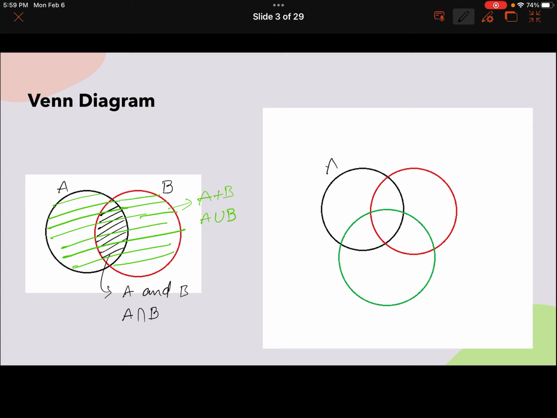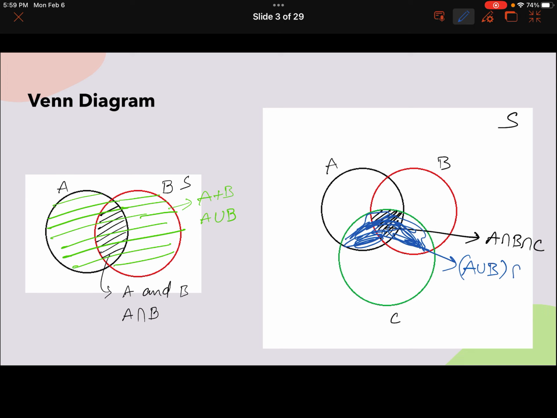For example, this is a sample space having 3 different events A, B, C. The common area shared by all these 3 events is A intersection B intersection C. This blue color area is A union B, also intersected with C. And this green color area is B intersection C, but it doesn't have A, that is minus A.